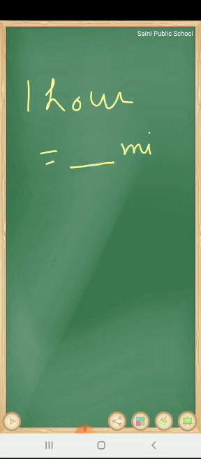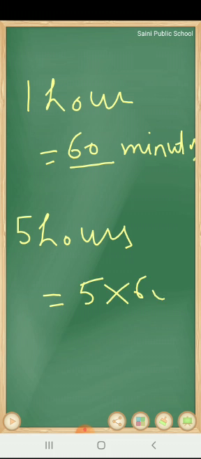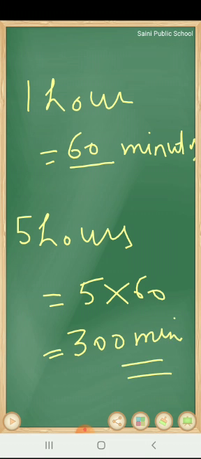Okay, now let us remember some things you should know. 1 hour is equal to how many minutes? 1 hour is equal to 60 minutes. You should remember this. So if you want to convert hours into minutes, you have to multiply the number by 60. Suppose how many minutes are there in 5 hours? You will multiply 5 by 60. So here are 300 minutes.